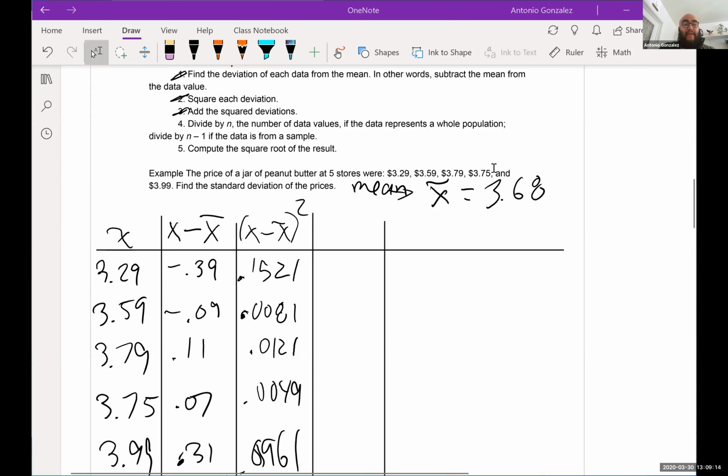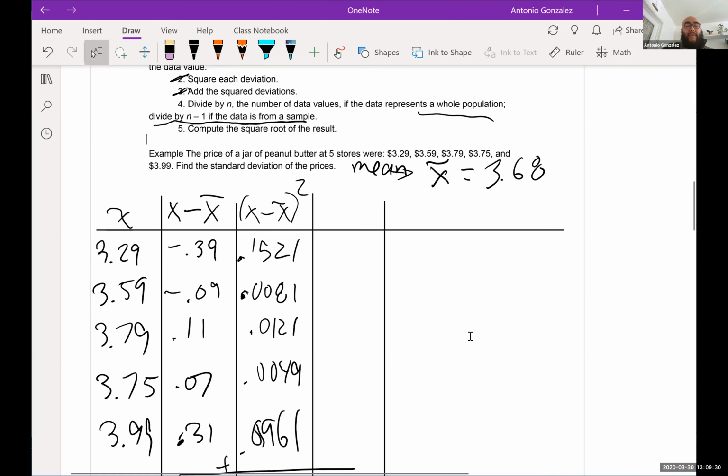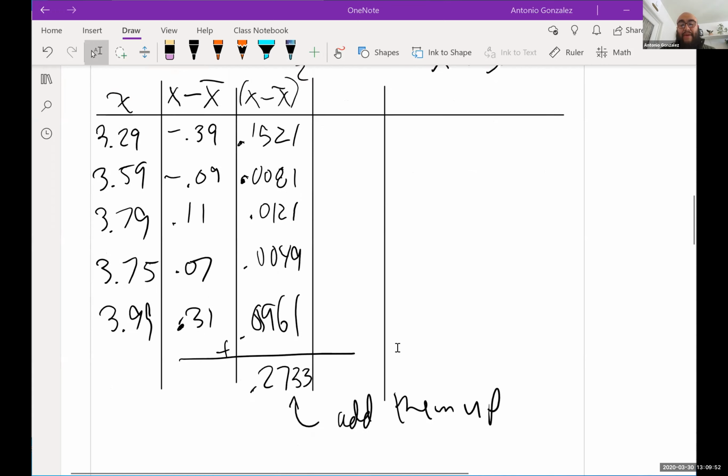Now, let's look at part 4. It says divide by n, the number of data values, if the data represents the whole population, and divide by n minus 1 if the data is from a sample. There's a lot of technical math reasons for this. One way to think of this is since it is a sample, there's more bias in our calculations. So instead of dividing by n, we divide by a smaller number, which increases the standard deviation. So that's the reason for the n minus 1.